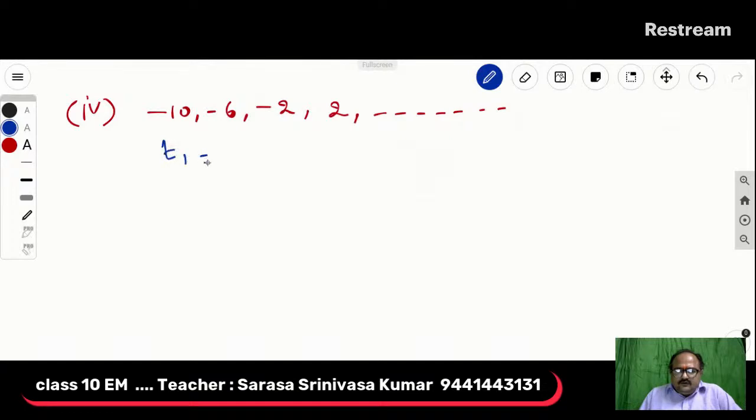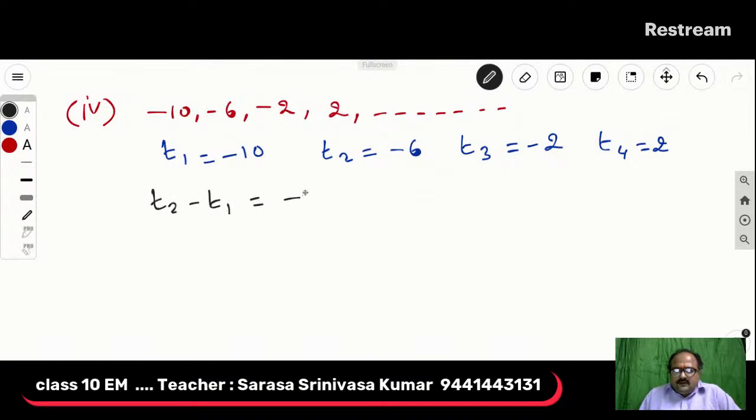So T1 equal to minus 10, T2 equal to minus 6, T3 equal to minus 2, T4 equal to 2. Now we find T2 minus T1. T2 minus T1 equal to minus 6 minus of minus 10. T1 is minus 10. So this is equal to minus 6 plus 10. So 10 minus 6 is 4.